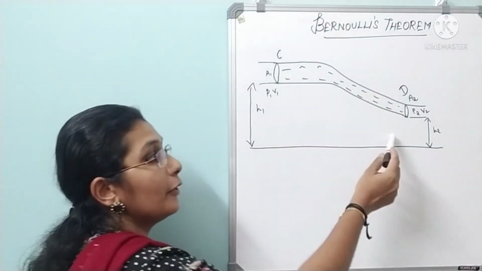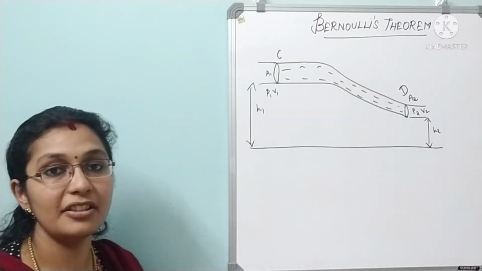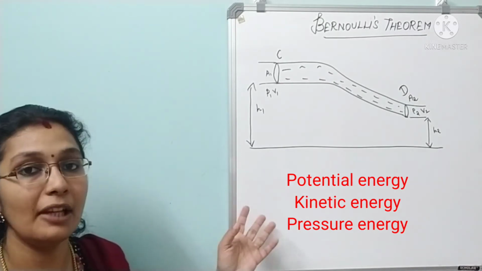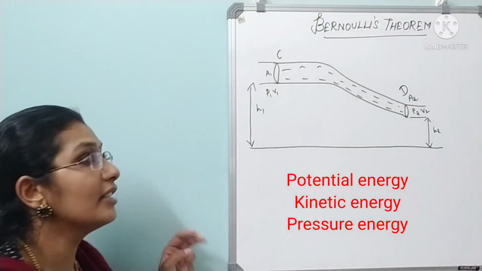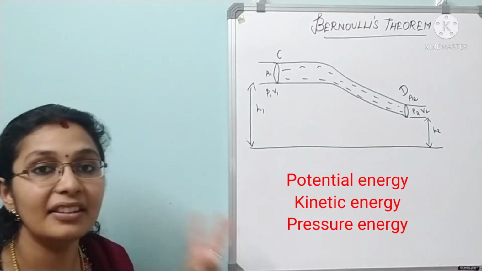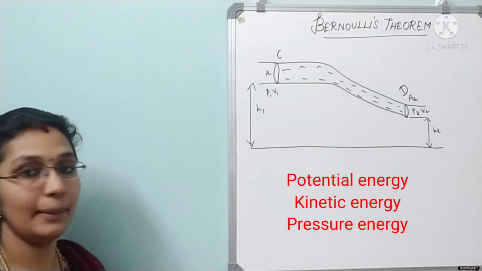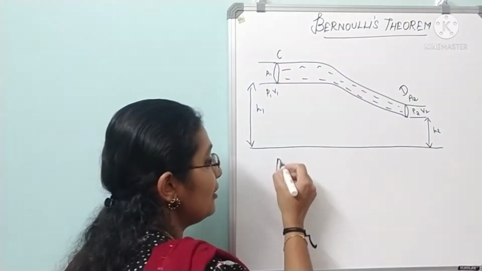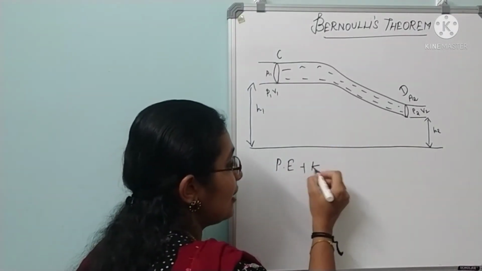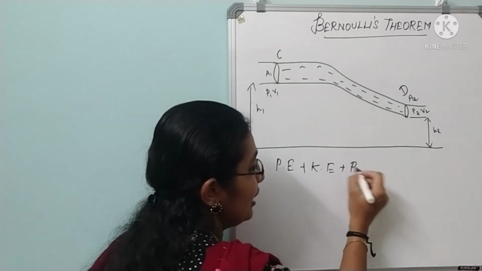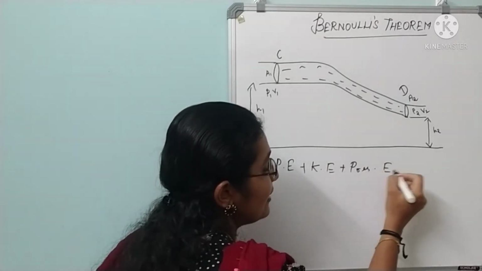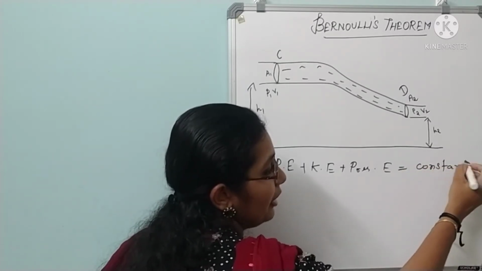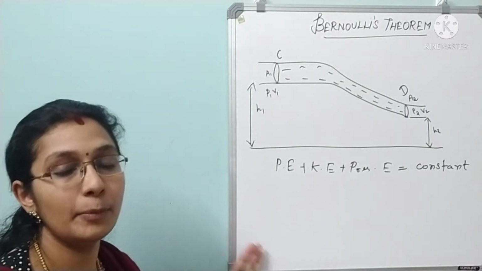Now, the fluid that is flowing through this pipe possesses three kinds of energy. One is potential energy because it is at a certain height from the ground level. The second one is kinetic energy because it is flowing. And the third is pressure energy due to static pressure. Clear? Now, as I told you, when this potential energy, kinetic energy and pressure energy are added up together, it is equal to a constant. That is what we will have to prove. Right? So, let's prove it.